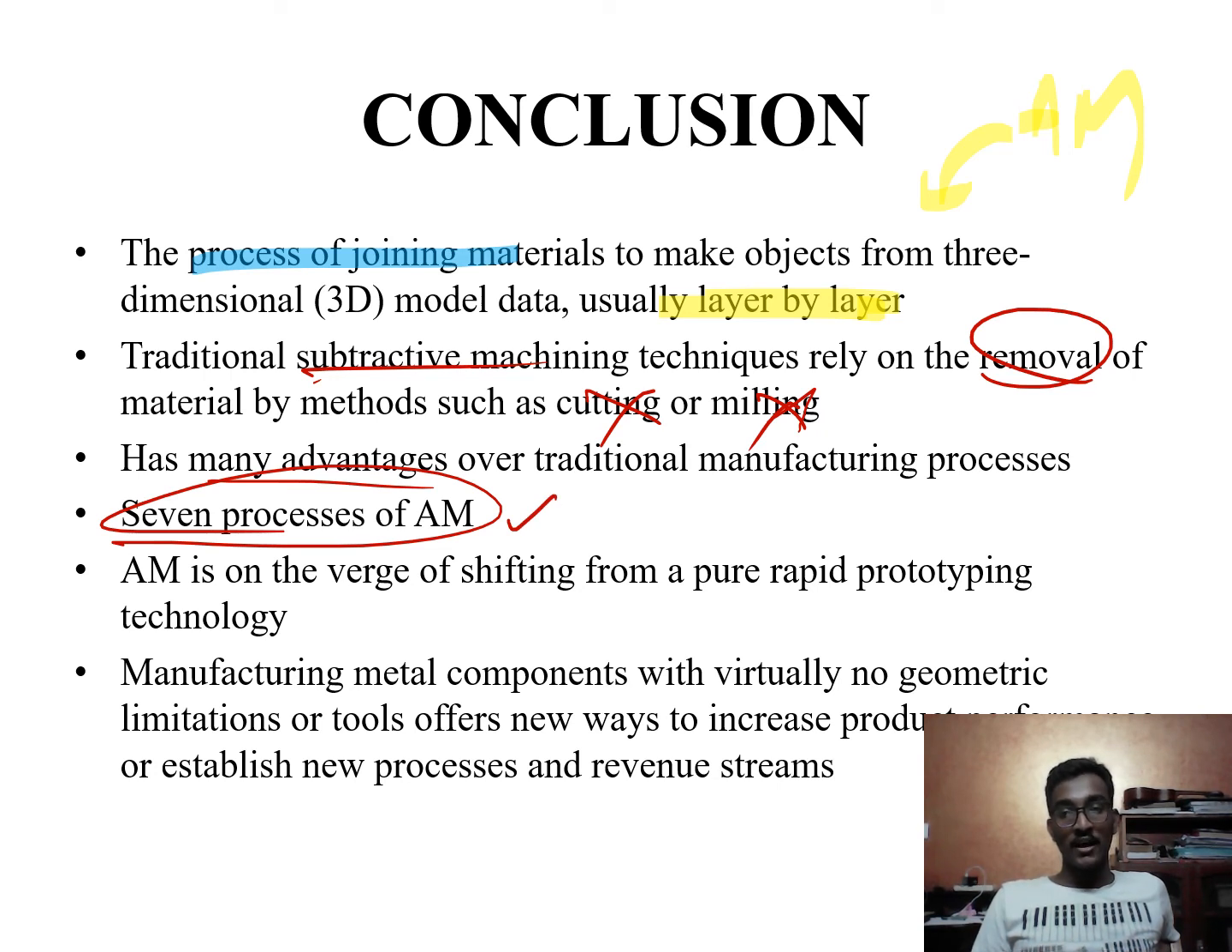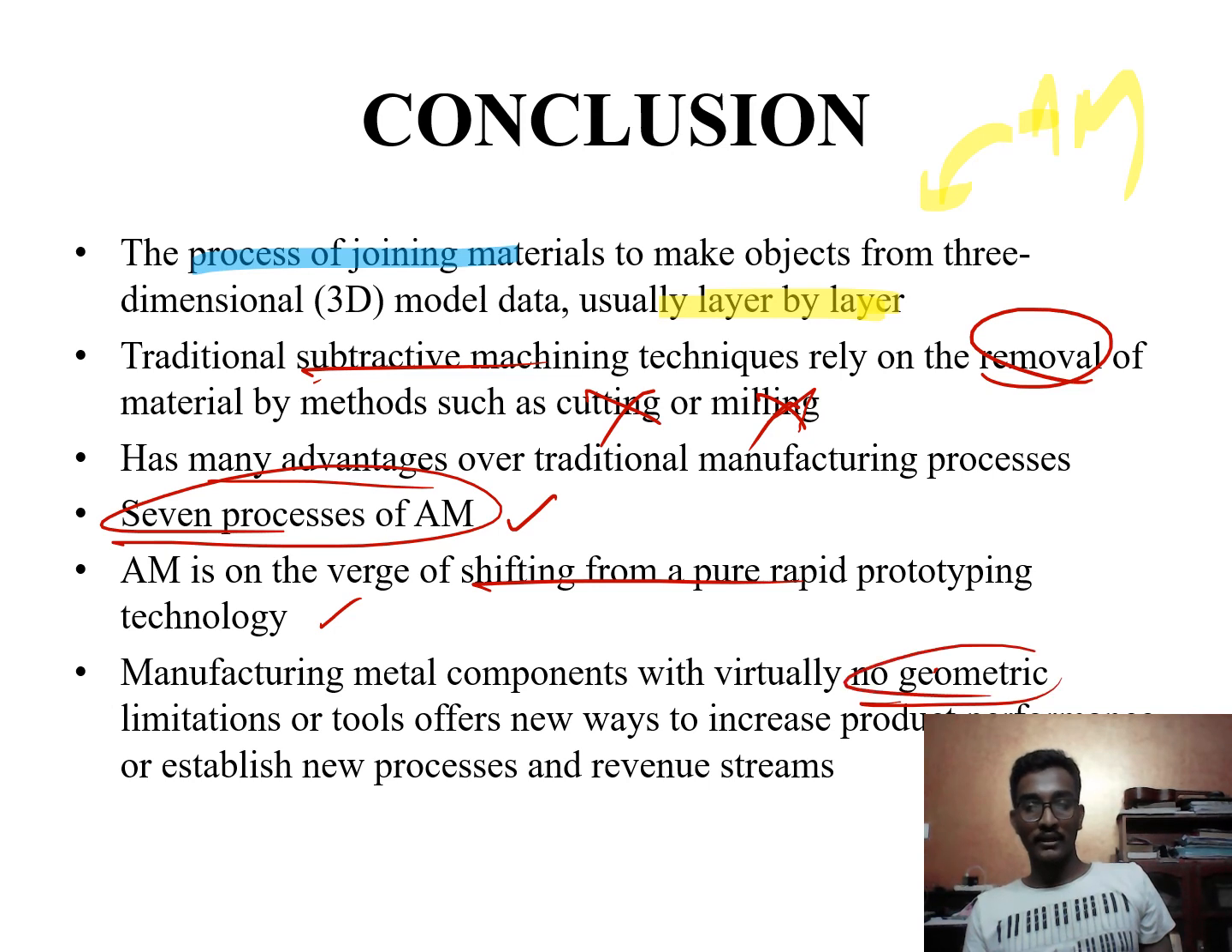Additive manufacturing is a shift from pure rapid prototyping technology. We have all seen this. And guys, it allows manufacturing of metal components with virtually no geometric limitations of tools, offering increased product performance and new process and revenue streams. Okay, so this is all, guys.